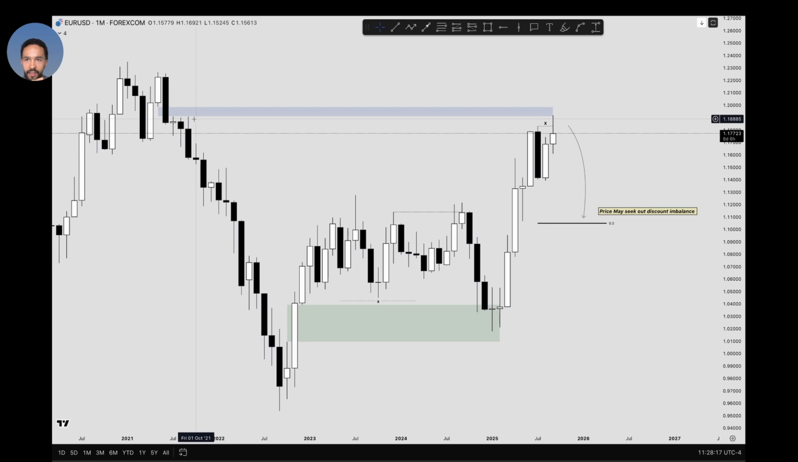We've taken the buy side liquidity from above these highs here. We've also taken the buy side liquidity from these previous month's highs here. Okay, you can see where that X is, and we've got 8 days left of this month, and it's currently looking like a sweep, right? So that's why I've got this annotation here: price may seek out the discount imbalance.